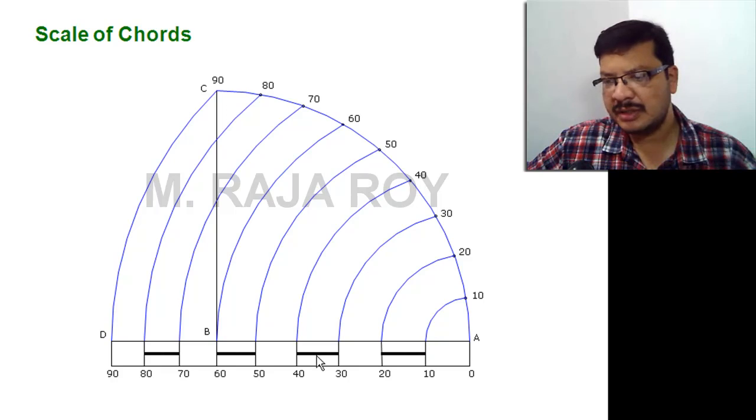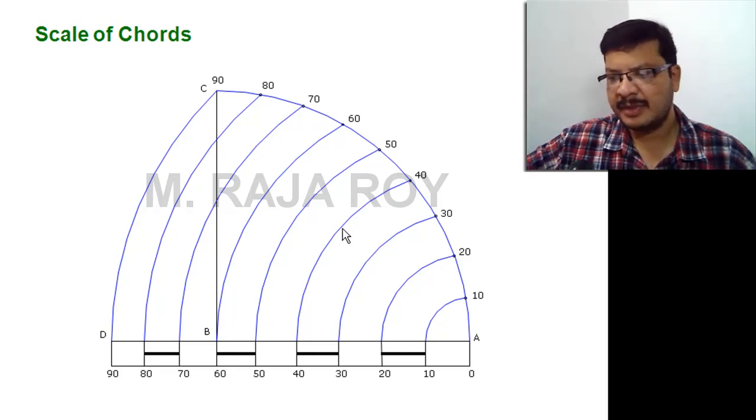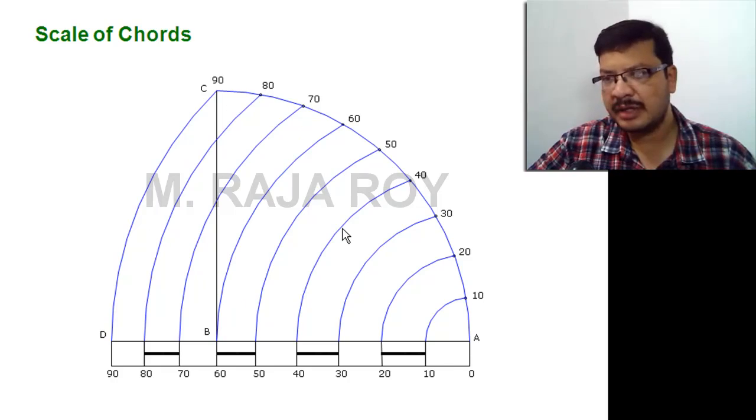Here if you observe this line AD is not equally divided. Here 0 to 10 length is more compared to the distance between 80 and 90. So once this scale of chords is completed, then using this you can mark the angles. I want to mark an angle of 55 degrees. Now observe how I am considering 55 degrees.